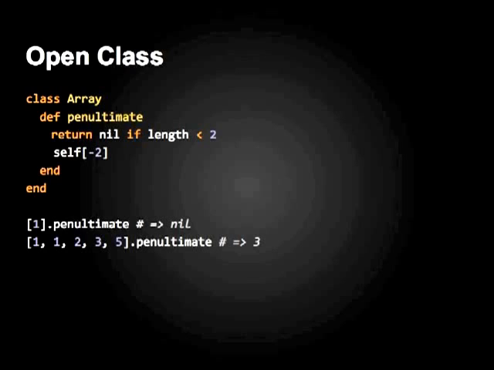So penultimate means second to last. Let's say that you've got an array, and all over your app, you want to find the second to last element for some reason. Well, the easy way to do this is just to open up the class Array and define penultimate. Let's say that we just return nil if there are zero or one elements in the array. But if there are more than that, then we can just take the second to last element. So calling, say, one.penultimate will just give us nil, whereas for an array of some of the Fibonacci numbers, penultimate would give us three.